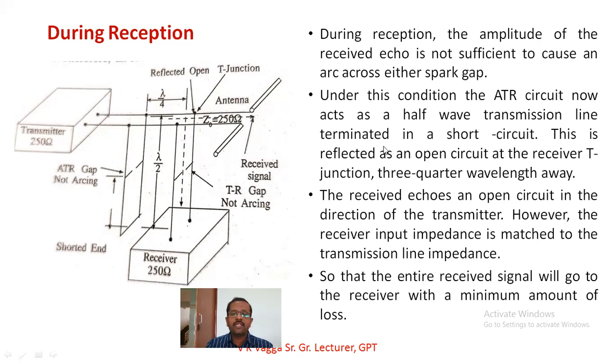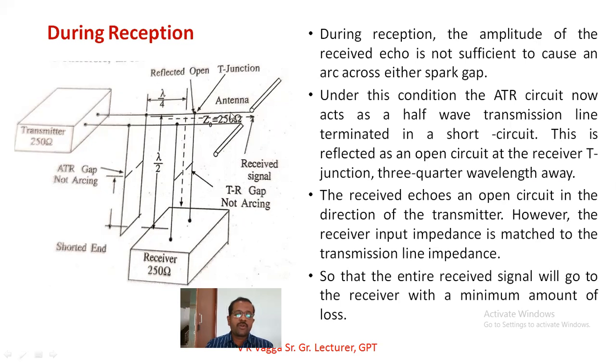And it is going to be terminated in a short circuit. It is going to be closed at the bottom end, as you can see. And this is going to be reflected as an open circuit at the T junction, which is 3/4 wavelength away.